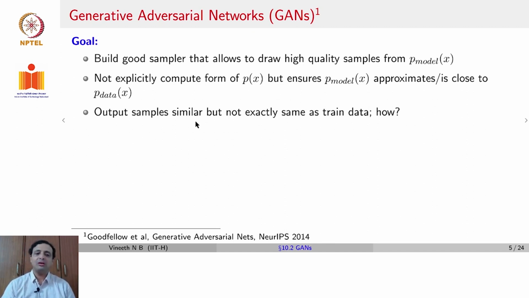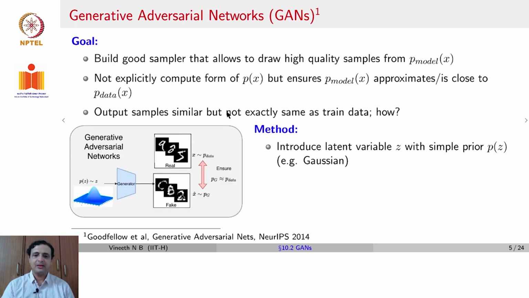So we ideally want the output samples to be similar but not exactly the same as your training data. Why do we say that? Because if we have the same samples as training data, firstly, the neural network is perhaps memorizing and not really learning much. Secondly, you perhaps then don't need such a model. You only need a model which can then generate diverse samples beyond what you already have. So how do you achieve this goal?